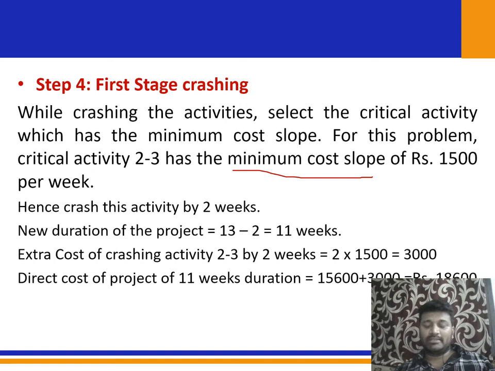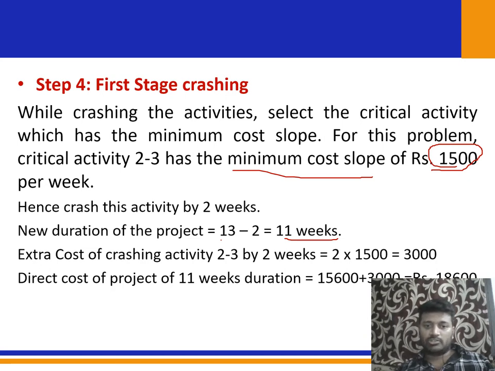So hence, crashing this activity by 2 weeks, the new duration of the project becomes 13 minus 2, which is equal to 11 weeks. Initially we said 13 weeks is the normal duration, and now the duration becomes 11 weeks. So the extra cost of crashing activity 2-3 by 2 weeks is 2 into 1500, because the cost slope is 1500 per week and we are going to crash it for 2 weeks. That is equal to 3000.